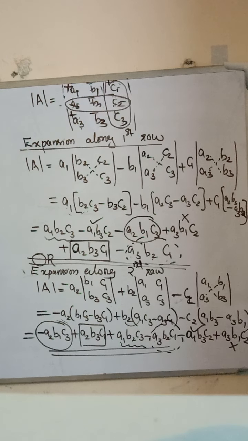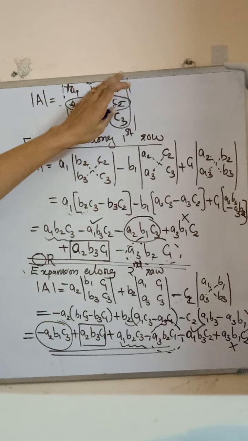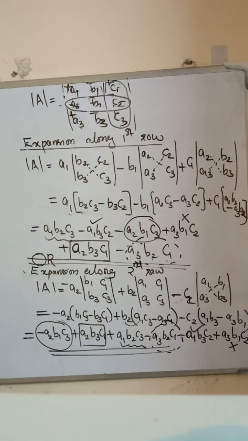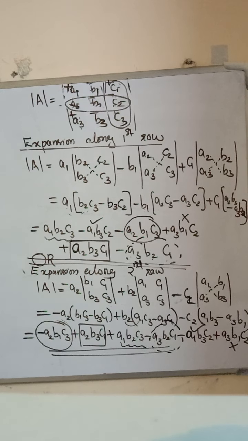If you expand it along the third row, you get again the same answer, or you can expand it through the first column, first row, second column or third column, you get the same answer. One thing to remember is the sign of the elements: starting with the positive sign, the alternate sign change will exist.